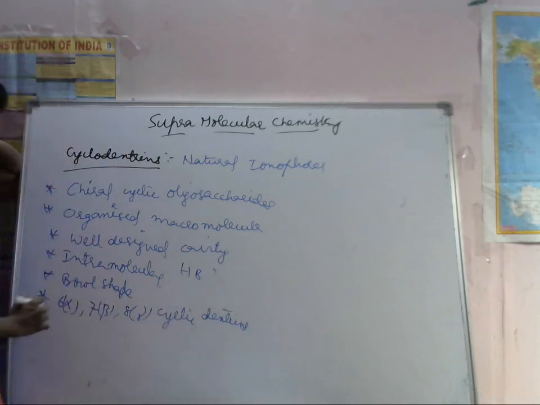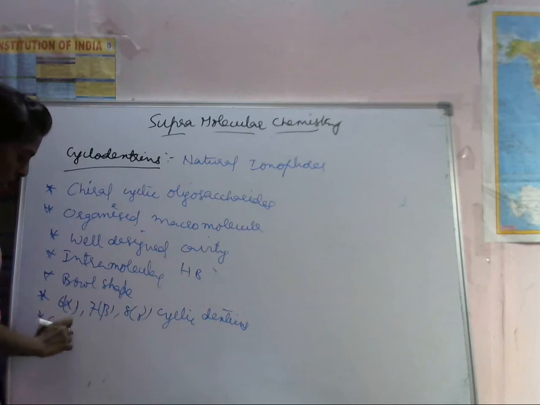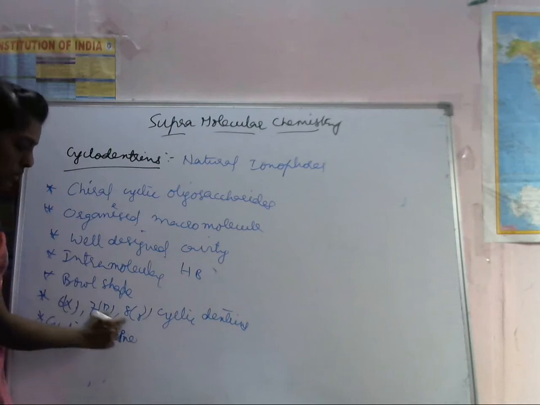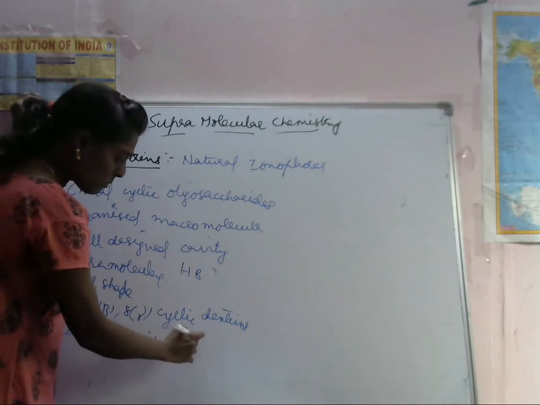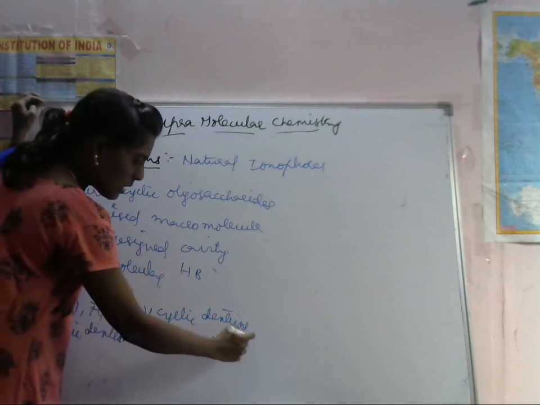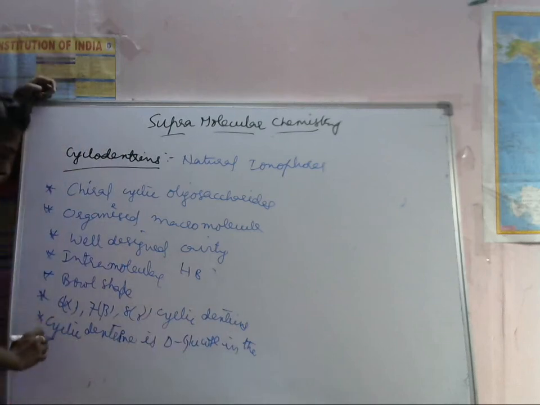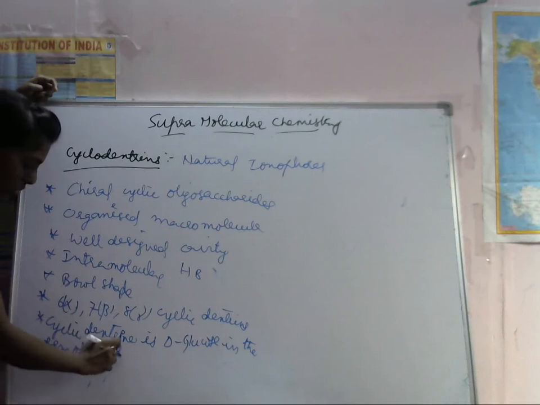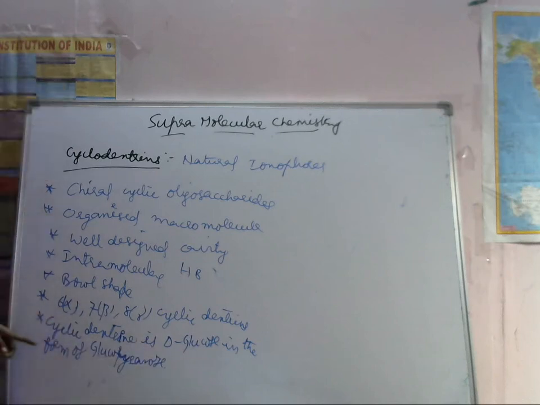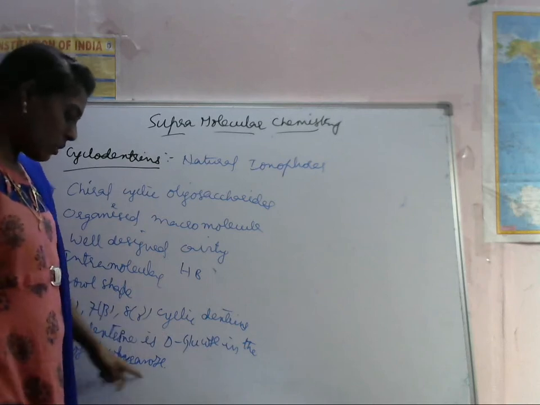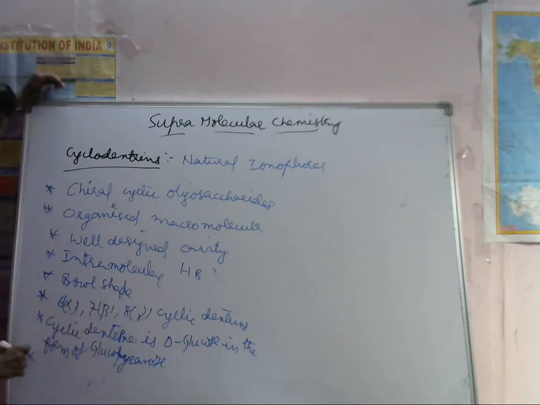Cyclic dextrin means what? Dextrose means glucose. Cyclic dextrin is D-glucose in the form of glucopyranose. Pyranose means it exists in a 6-membered ring. This is the most used receptor in host-guest chemistry. They are synthesized from starch.